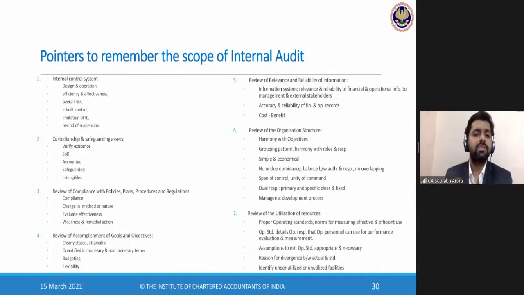So internal control system, design and operation, efficiency, effectiveness, overall risk, and inbuilt control, limitation of IC. IC means internal control, period of suspension, related points. Then second is custodianship and safeguarding of assets, verify existence. SOD means segregation of duties, accounted, safeguarded, intangibles. Review of compliance with plans, policies, procedure, regulations, compliance, change in method of nature, evaluate effectiveness, weakness, and remedial action. Review of accomplishment of goals and objectives, so on and so forth. You can go through it on your own. I don't need to revisit them again.